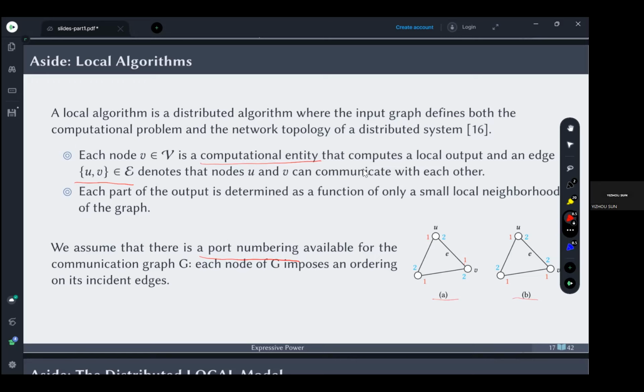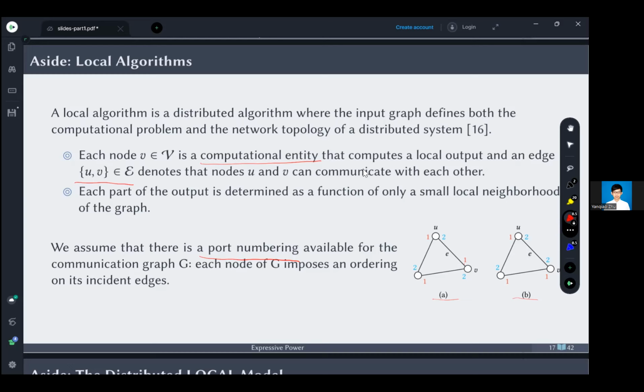In your example, you actually gave two different ways to do the numbering, A and B. Are they equally good? Yeah, they are equal. We just randomly assign a port number to each edge associated with each node. Yeah, that's it.